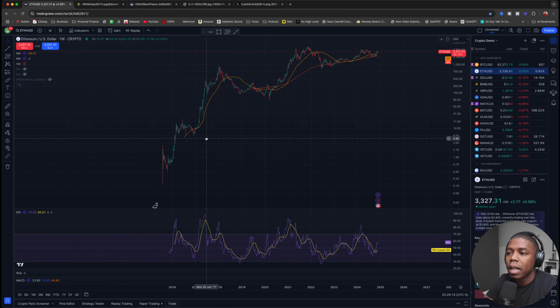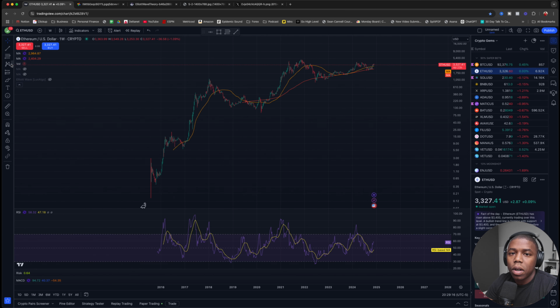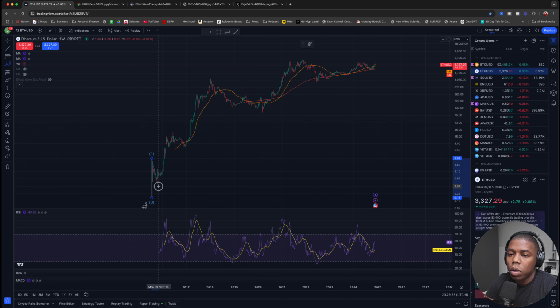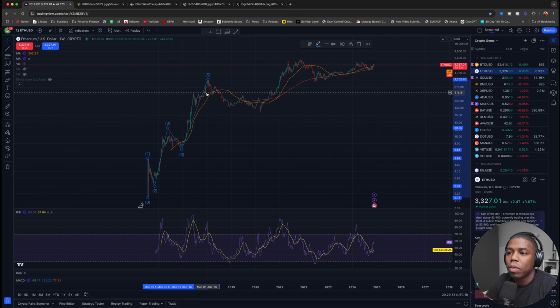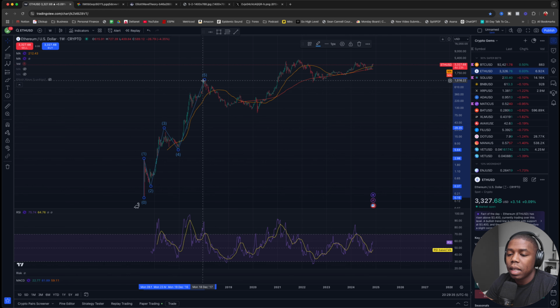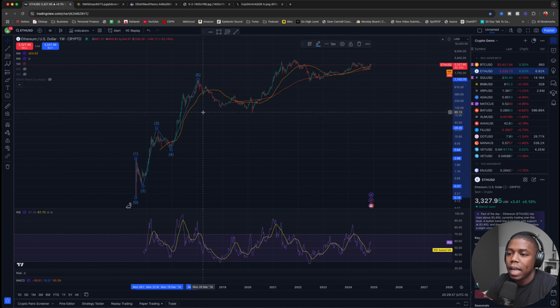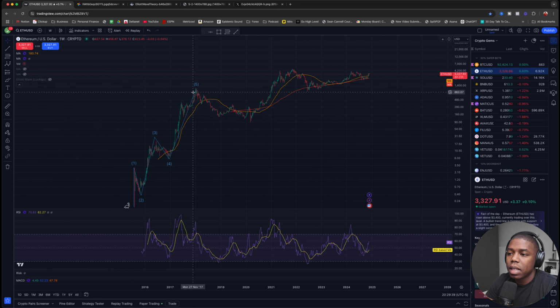So let me show you what I see on the chart. And let's pull up the Elliott wave count. So this is going all the way back to 2015. On this chart, I see wave 1, 2, 3, 4, and then an extended wave 5. That was the first cycle that Ethereum was around for, topping out at the end of 2017, beginning of 2018. And as I mentioned, those 5 waves create a larger wave 1.